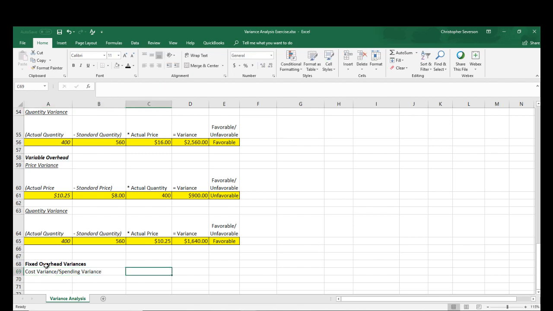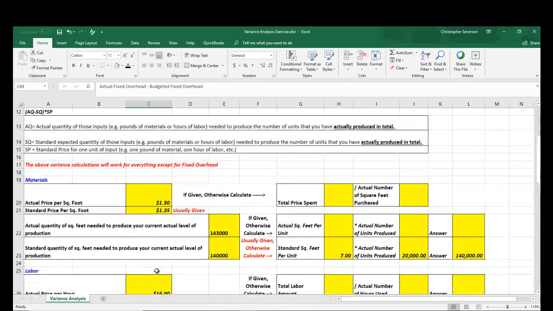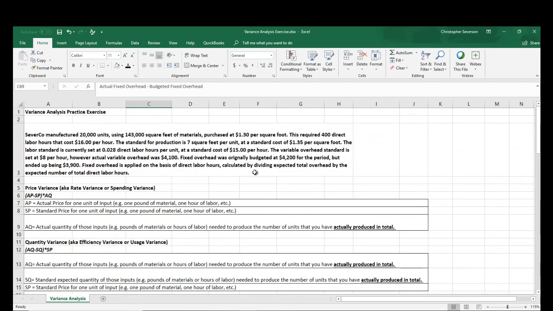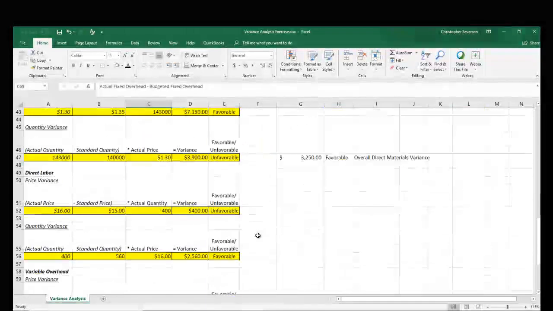So this actually is calculated by taking the actual fixed overhead minus the budgeted fixed overhead. The good news is this is as simple as one subtraction. Both numbers are usually given to you. We actually spent $3,900. We were budgeted at $4,200.